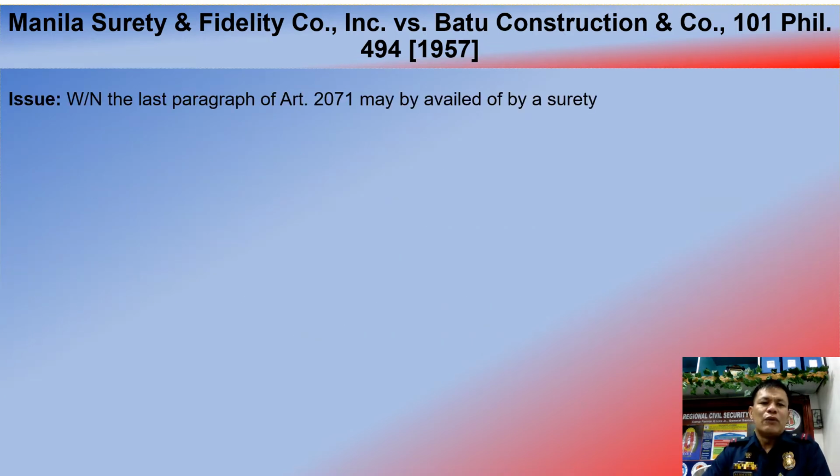Issue: whether or not the last paragraph of Article 2071 may be availed of by the surety.